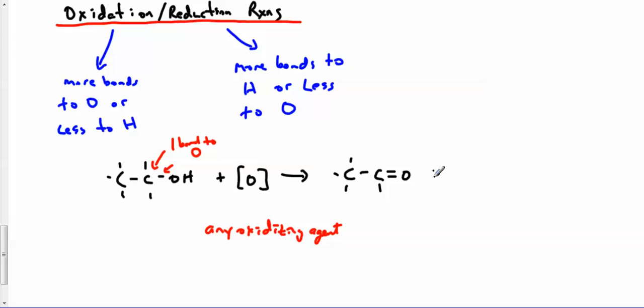I could continue to oxidize this. What's bigger than two bonds to O? Three bonds to O. So I could get C double bonding to an O, and then bonding to another O and an H. So I can actually oxidize an alcohol all the way down to a carboxylic acid. Each step is an oxidation, and I'm making more bonds to O. And at the same time, I'm making less to H. Currently, this carbon is making two bonds to H. Now it's making only one. Now it's making none.